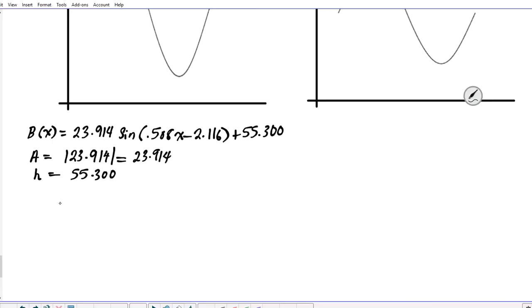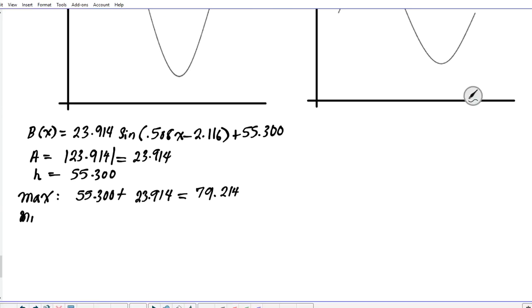Let's start with the maximum. The maximum is basically h, 55.300, plus your midline. So your h plus your amplitude. Your amplitude is 23.914. If you compute the sum, you're going to get 79.214.